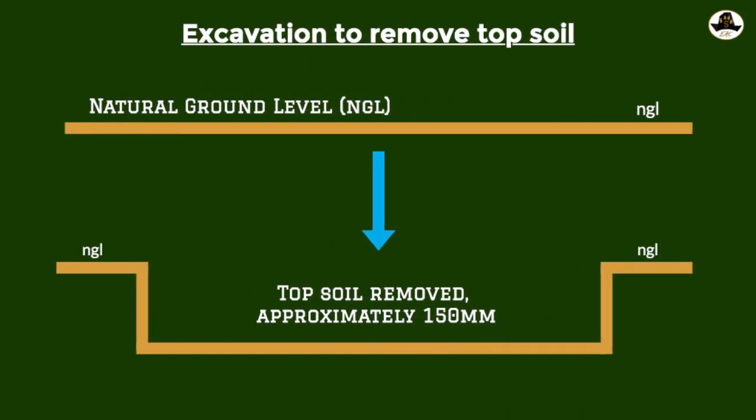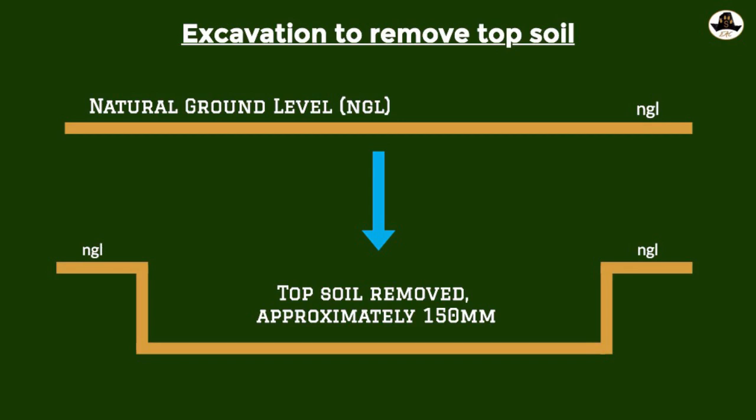Okay, so moving on to excavation to remove topsoil. That's the first part of excavation. So we have the natural ground level, which is the ground that is now leveled. We have to level the ground after cutting down the trees and removing all those other unnecessary vegetation inside the building lines.